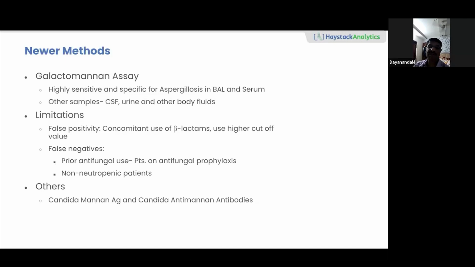There are also issues with false negatives if the patient is already on prior antifungal use, like transplant patients who may already be on antifungal prophylaxis, and in non-neutropenic patients. Others, like Candida mannan antigen and Candida anti-mannan antibodies, can also be checked to suspect fungemia.